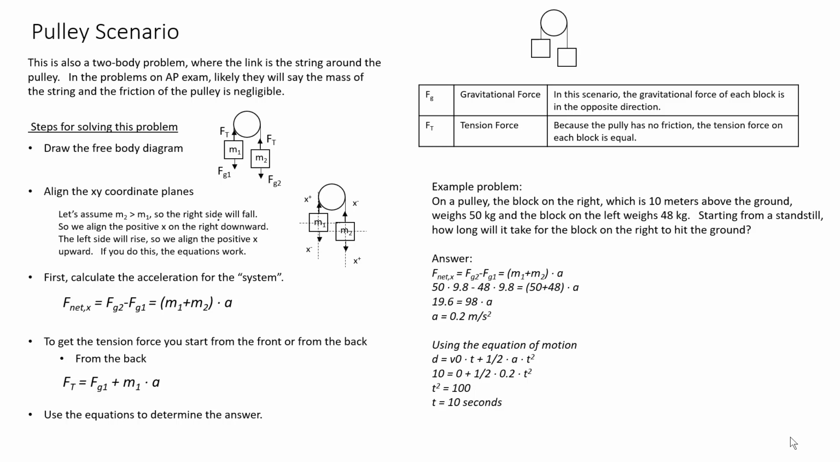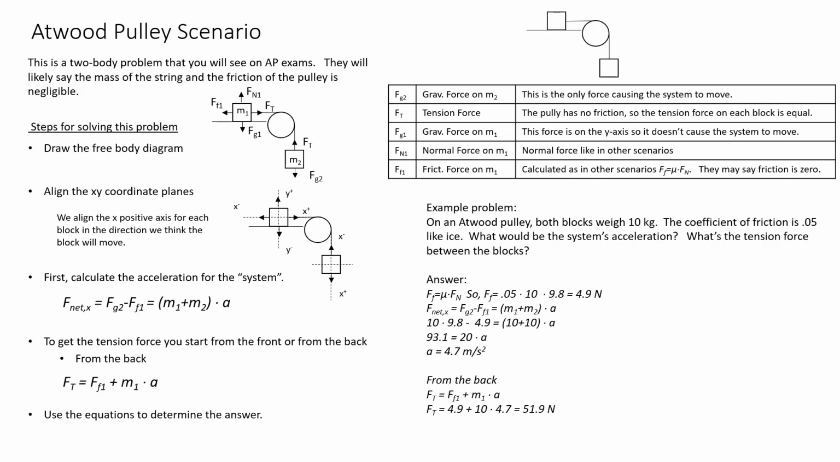And I encourage you to come back and look at this example problem. The next type of pulley scenario is called the Atwood pulley, and again, the key here is that you orient the XY plane so that it is in the direction that we anticipate the masses will move, and you can see how it's done there.